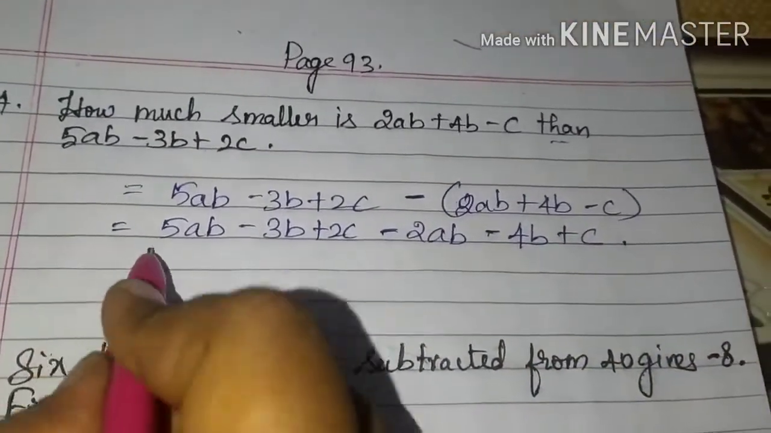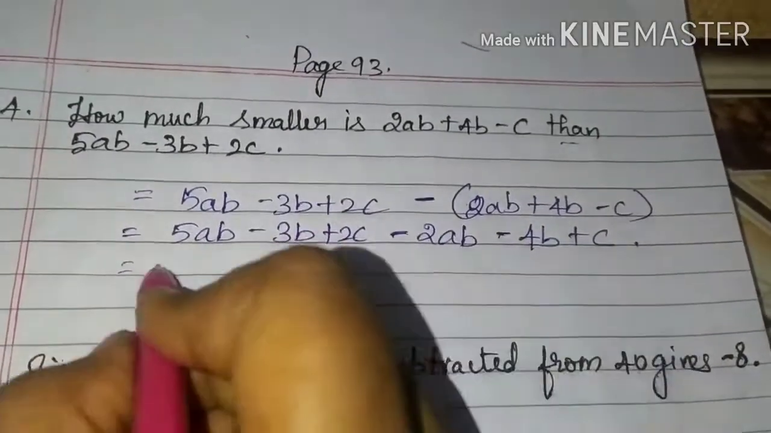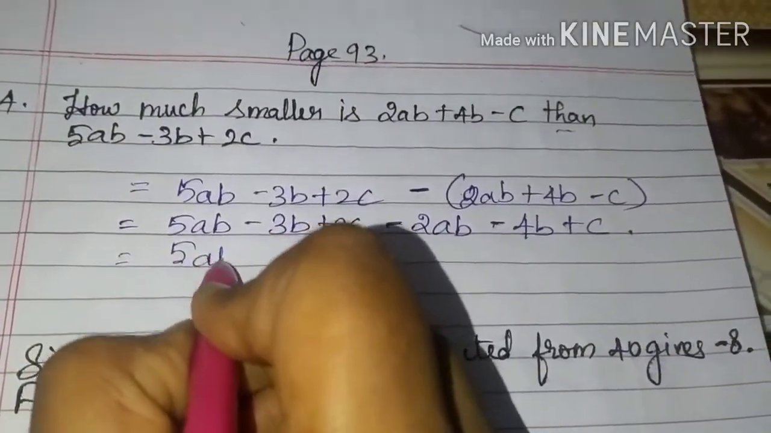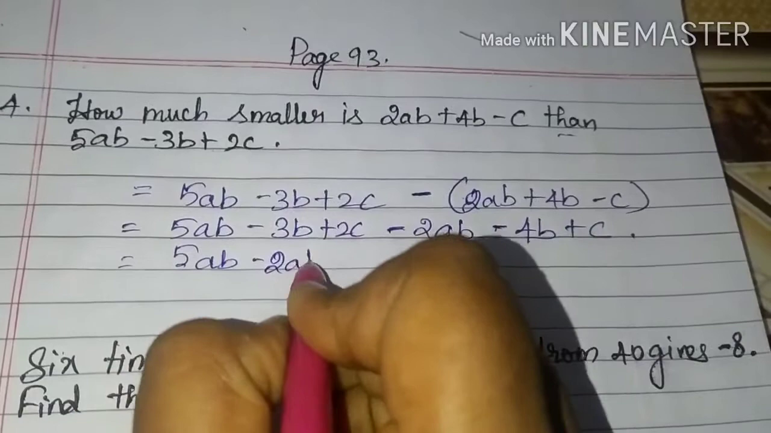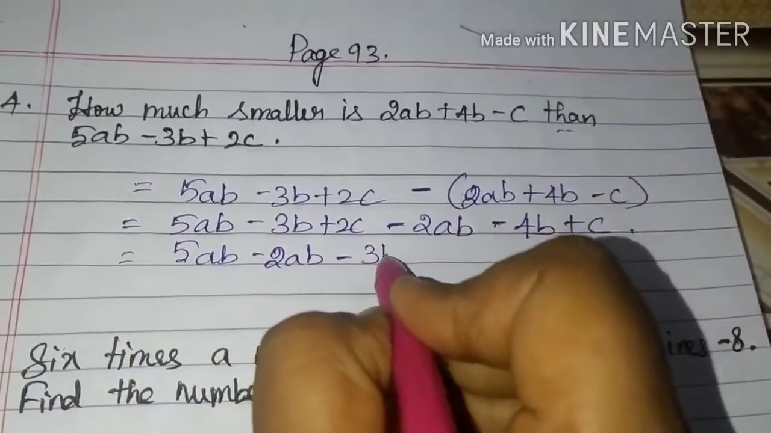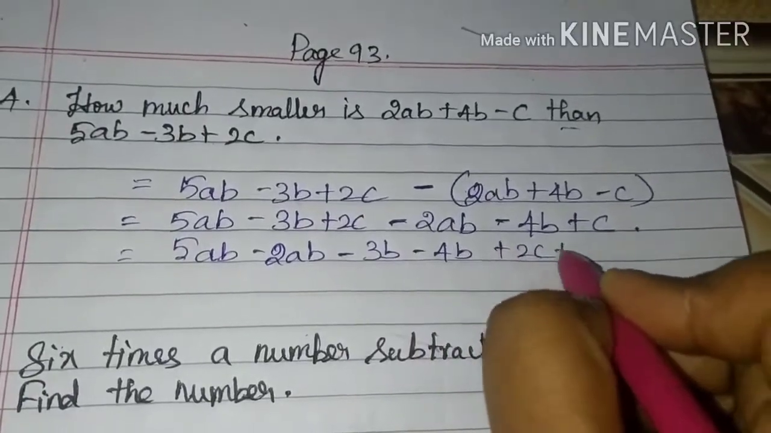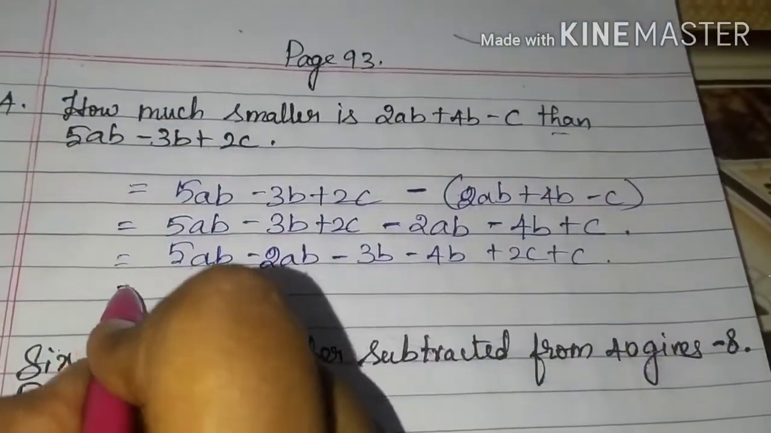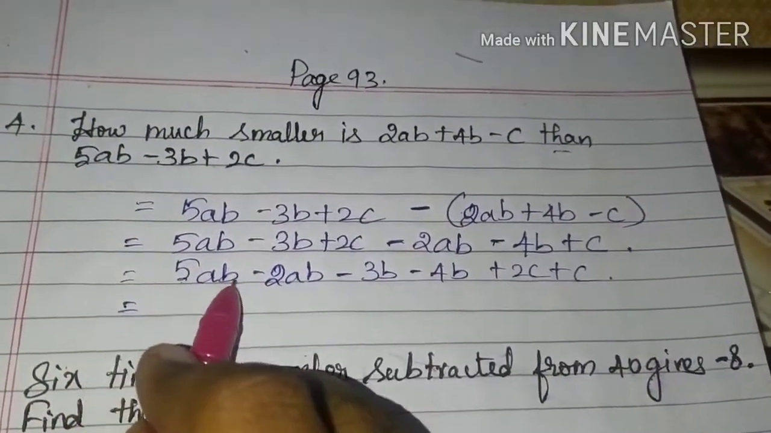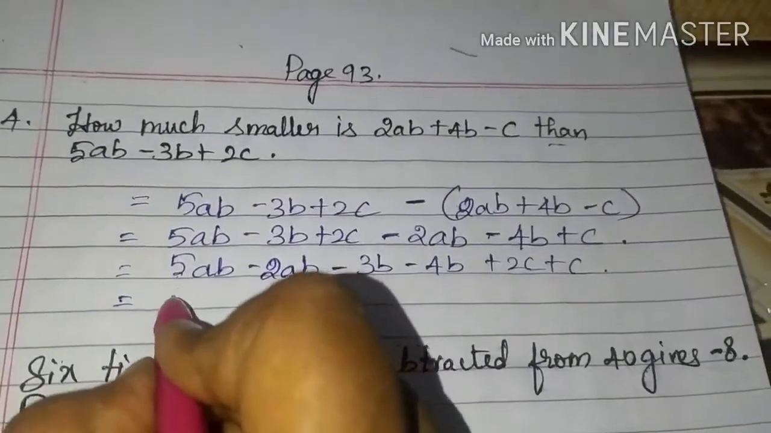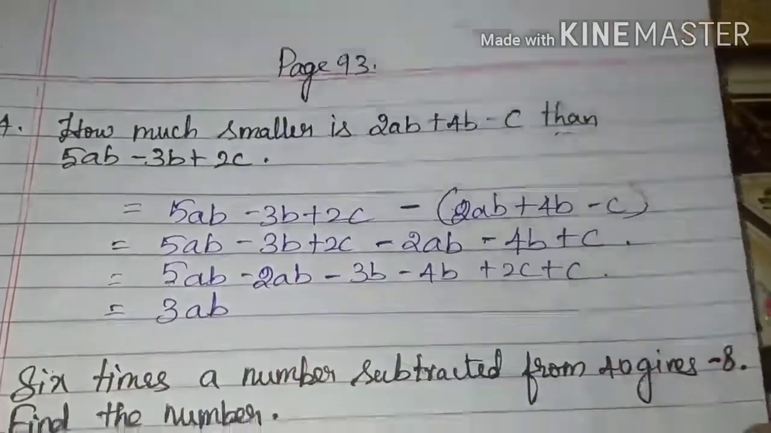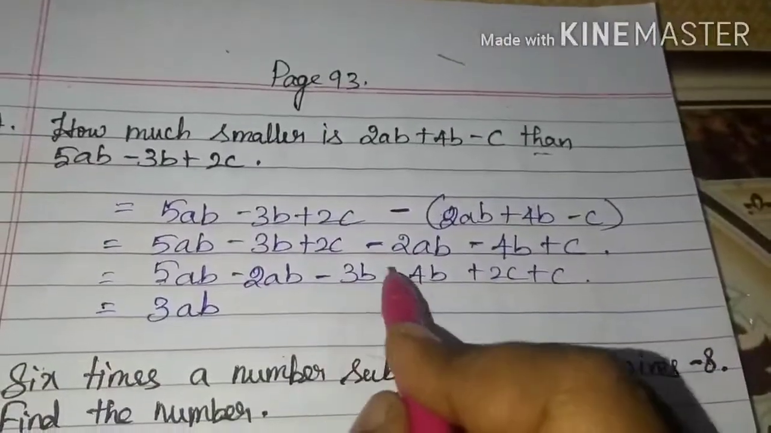Okay, now children listen it carefully. Take and write the similar terms together. 5ab minus 2ab. Okay va, then minus 3b, then minus 4b. Okay, then plus 2c plus c. Okay children, now we want to solve it. So 5ab la minus 2ab, if you want to reduce mean we will get 3ab. Okay, then 3 minus is there.